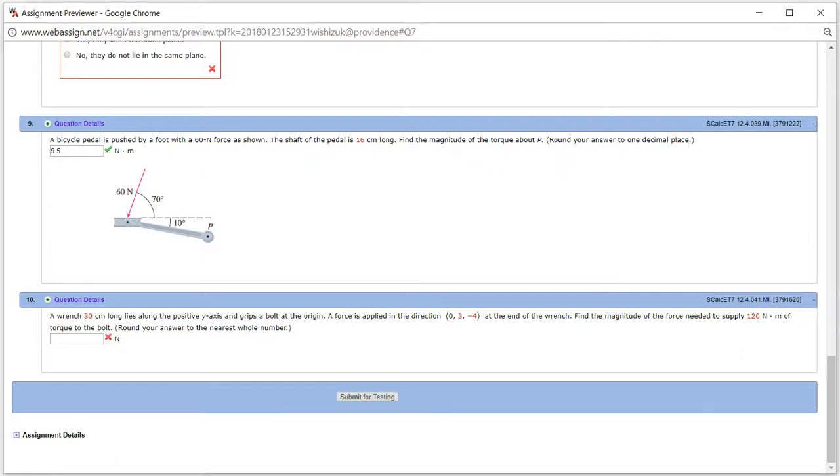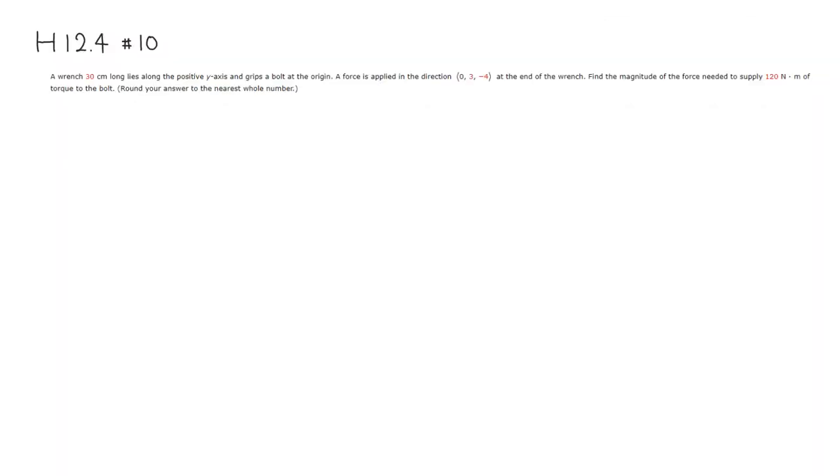All right, let's look at the homework 12.4, problem number 10. So let's look at that. It says that a wrench 30 centimeters long lies along the positive y-axis. So you have some sort of a wrench. I'm going to just draw a wrench.